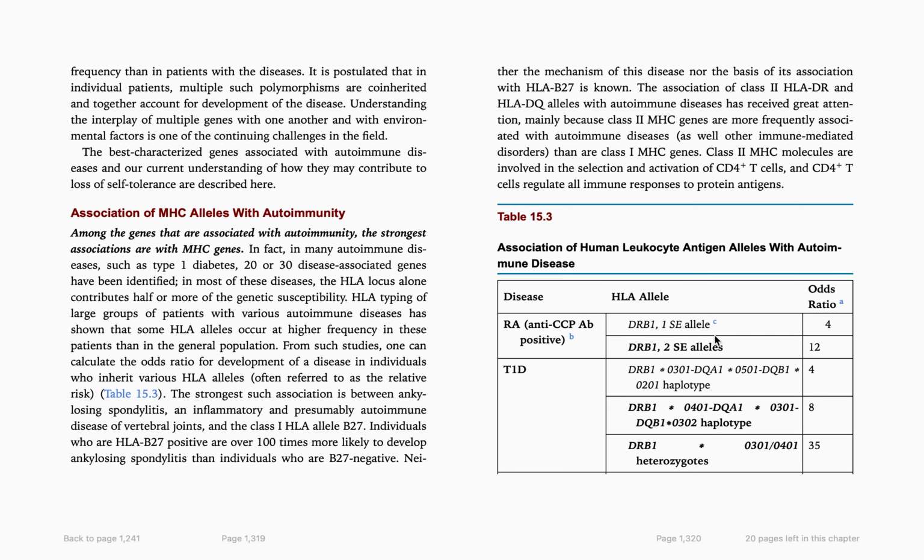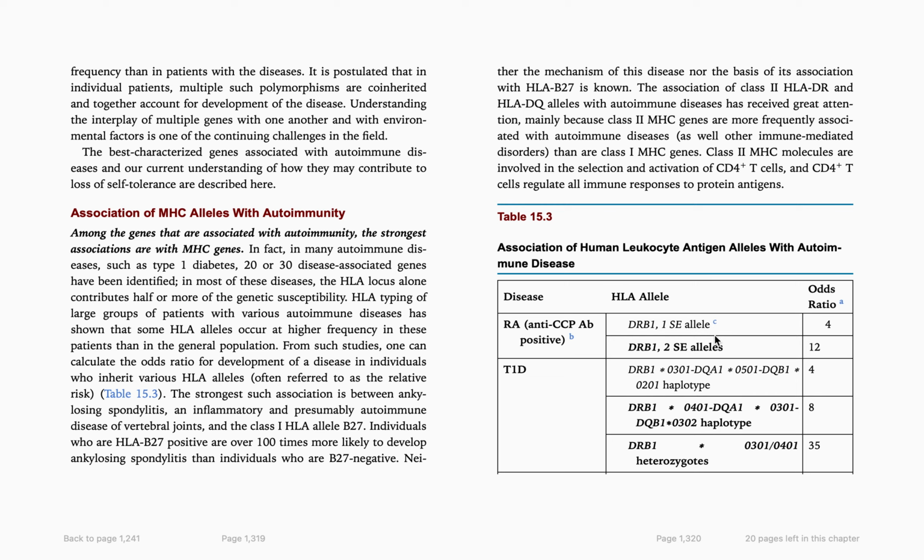Understanding of the interplay of multiple genes with one another and with environmental factors is one of the continuing challenges in the field. The best characterized genes associated with autoimmune diseases, and our current understanding of how they may contribute to this loss of self-tolerance, are described here. Associations of MHC alleles with autoimmunity.